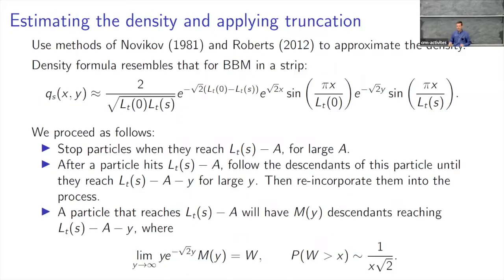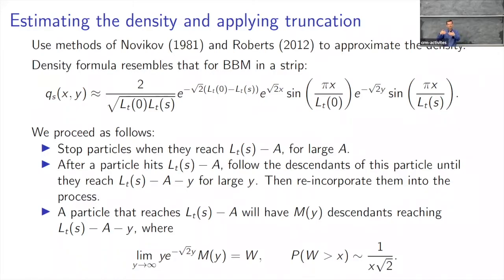And so just solving this differential equation is what gives us this formula for the right boundary L_t(s). Now, it's harder to estimate the density when the right boundary is moving. However, some results in this paper of Matt Roberts, which built on earlier work of Novikov, do allow us to get an approximate formula for the density in this case. And because the right boundary is moving only very slowly, the density turns out to resemble the formula for branching Brownian motion in a strip, but with L_t(0) and L_t(s) in place of L.